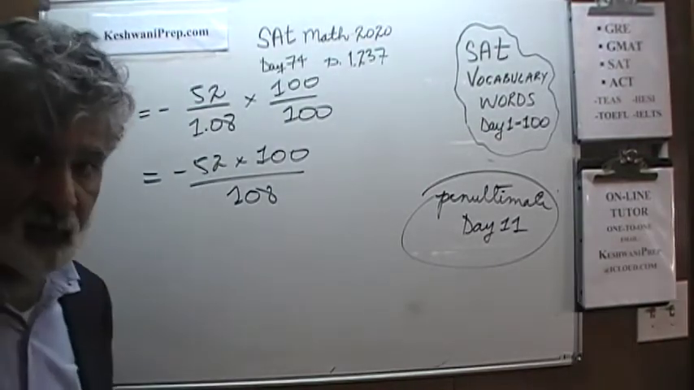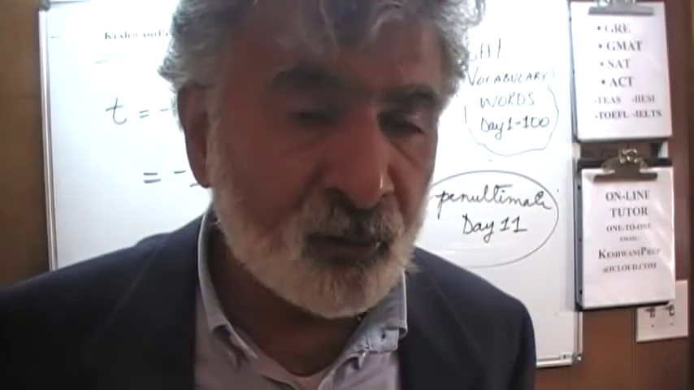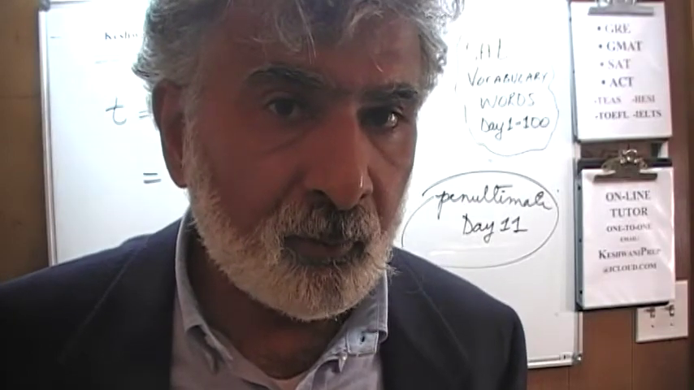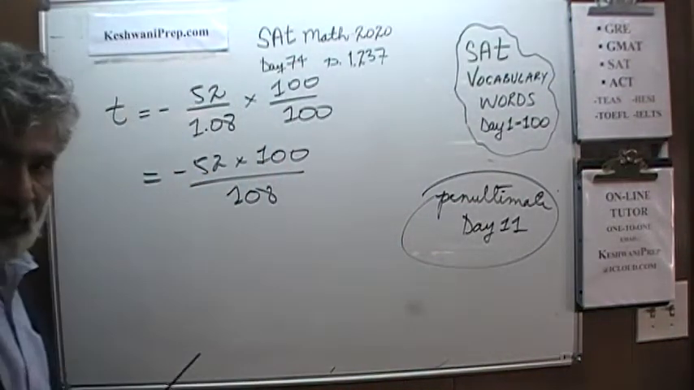We know 100 is divisible by 4, therefore 108 must also be divisible by 4. And 52 is divisible by 4 because 52 is simply 40 plus 12. 40 is divisible by 4 and so is 12. Let's divide top and bottom by 4.